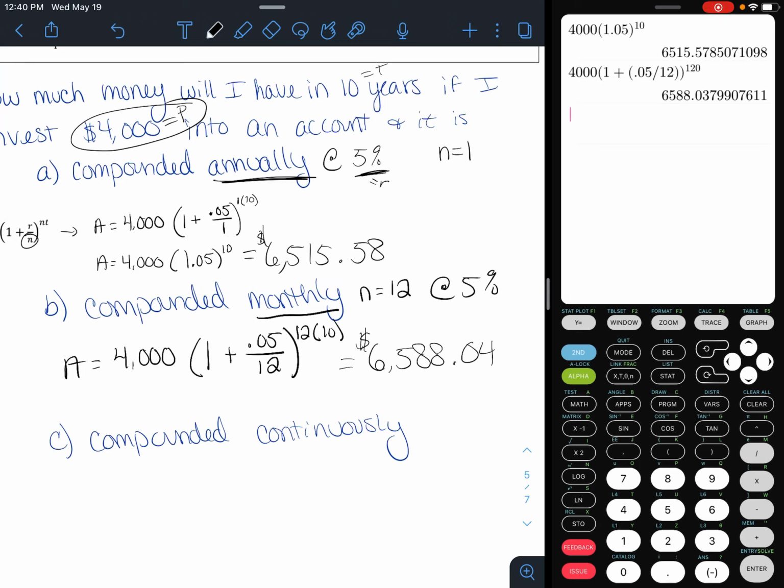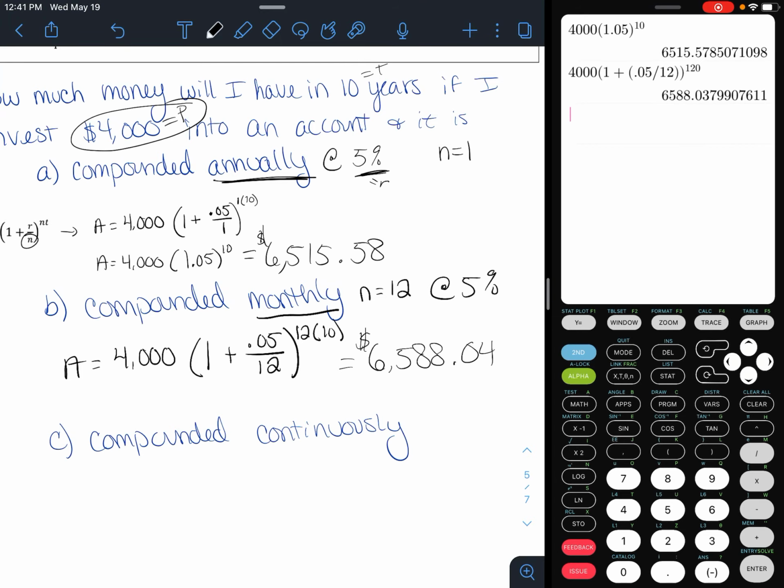Because it was compounded once per month, we ended up with more money because that interest was added on each month, and so it's going to grow faster because if the interest is added on each month, then you have a little bit more in your account to accrue the interest for the next month. So the more often it's compounded, the more money you're going to make.